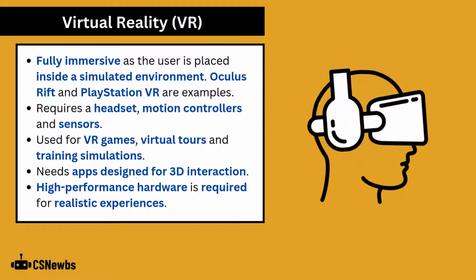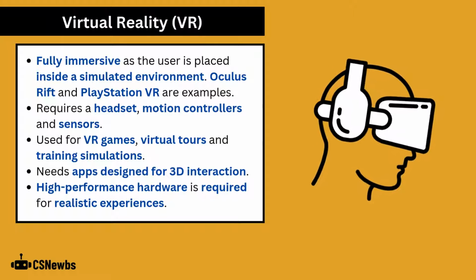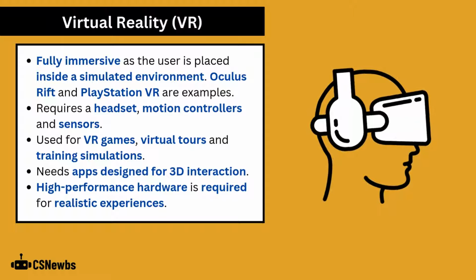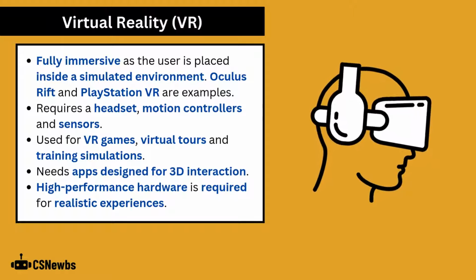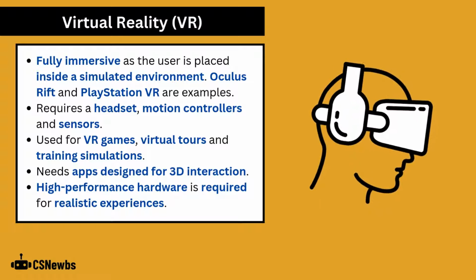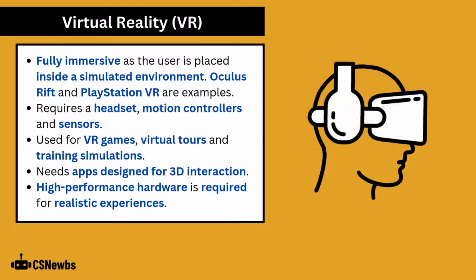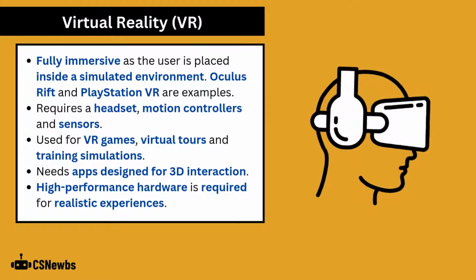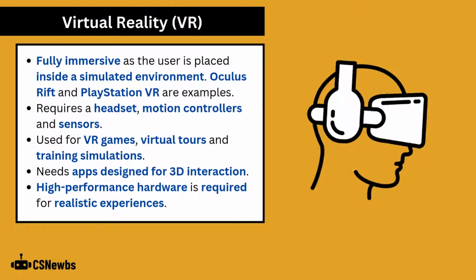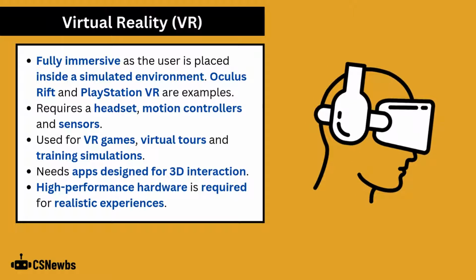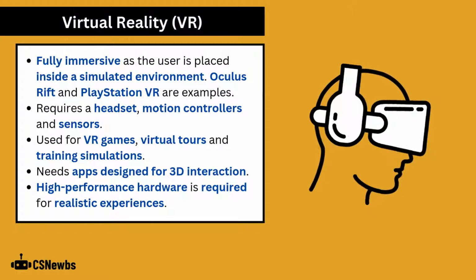Virtual reality is fully immersive as the user is placed inside a simulated environment. Oculus Rift and PlayStation VR are examples. They require a headset, motion controllers, and sensors. They're used for VR games, virtual tours, and training simulations. They need apps designed for 3D interaction, and they require high-performance hardware for realistic experiences.